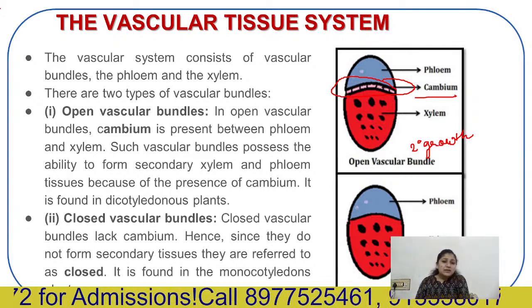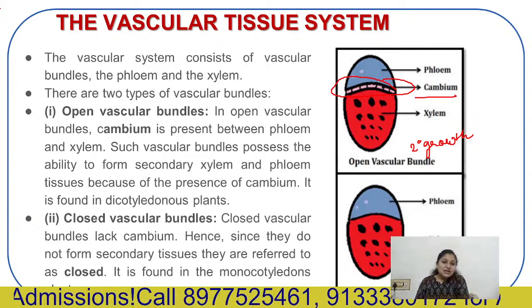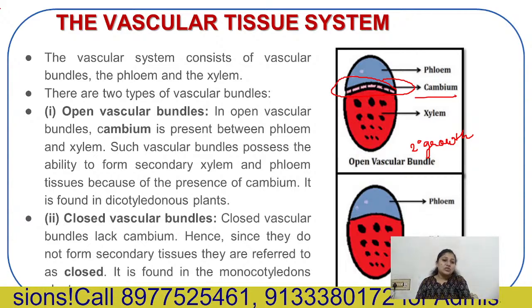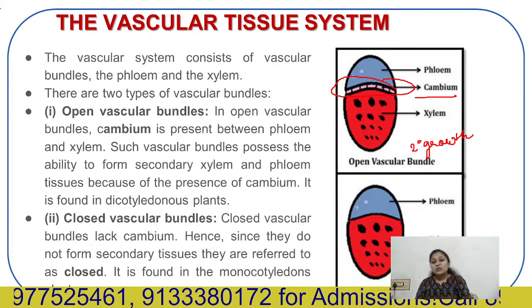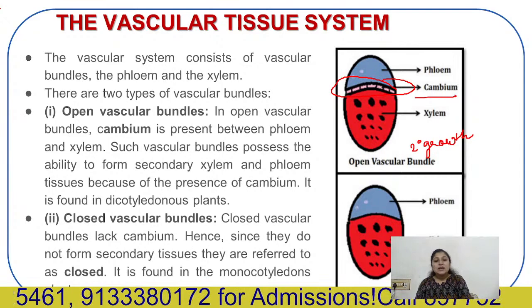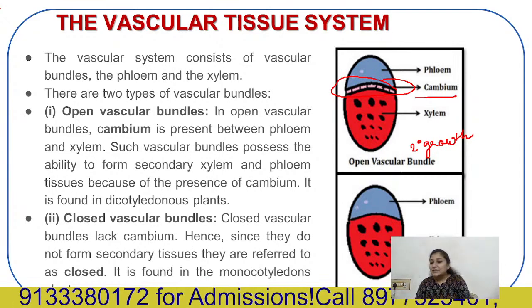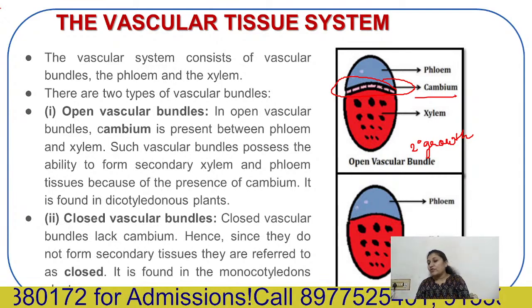Closed vascular bundles lack cambium, hence since they do not form secondary tissue, they are referred to as closed. So secondary growth does not occur in this type of closed vascular bundle, like in the case of monocots, which have closed vascular bundles.